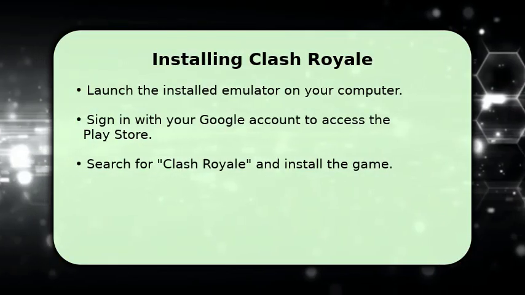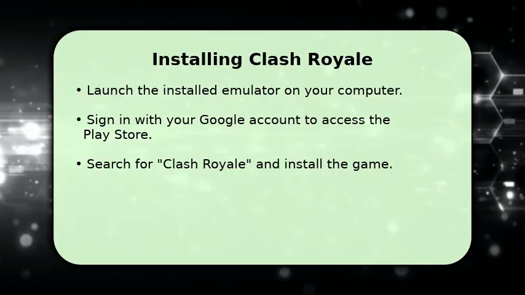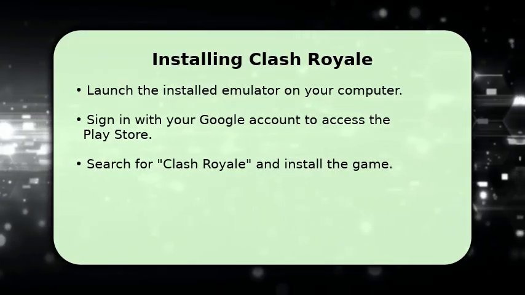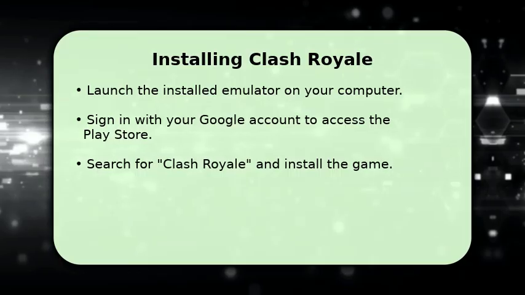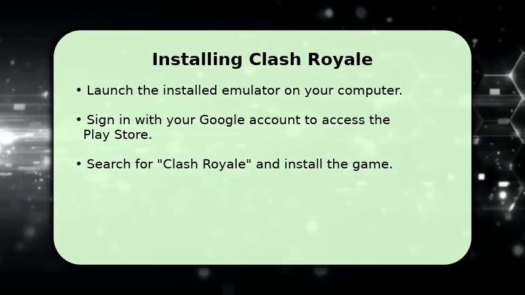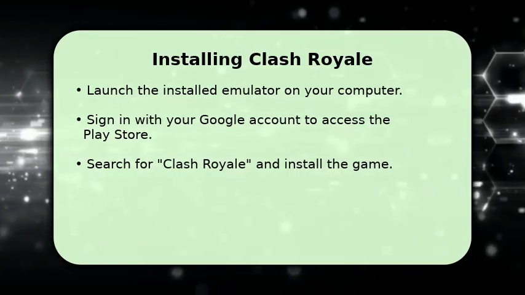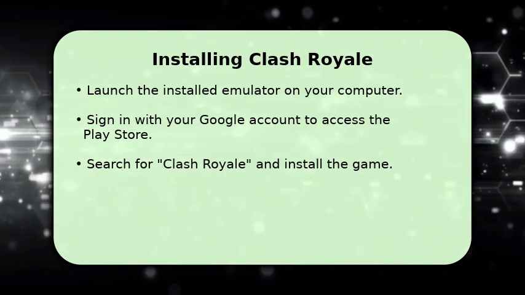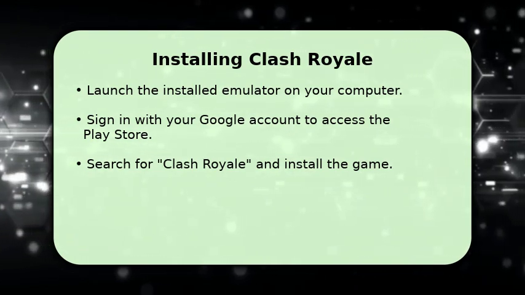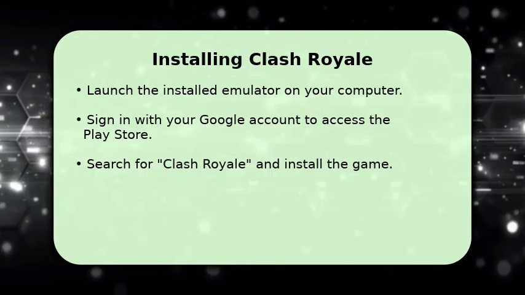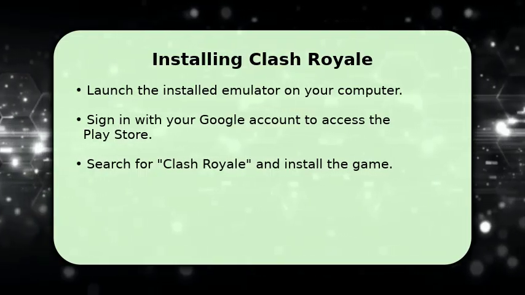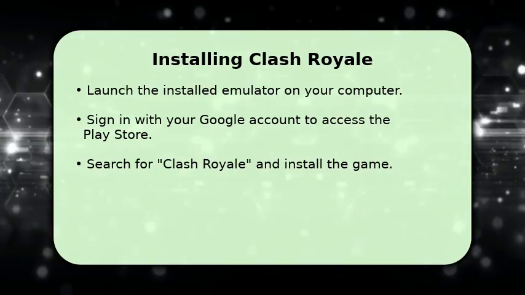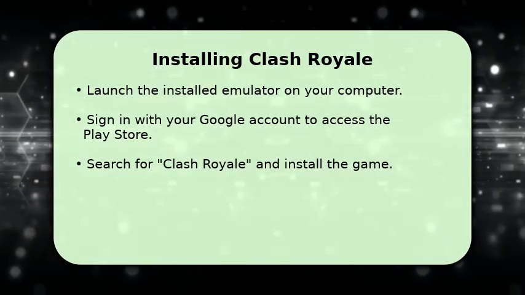Once your emulator is installed, launch it and sign in with your Google account to access the Google Play Store. This is just like setting up a new Android device. Search for Clash Royale in the store and proceed with the installation. After the game downloads, open it and link your existing Supercell ID. This crucial step ensures all your game progress and purchases are safely transferred to your PC.